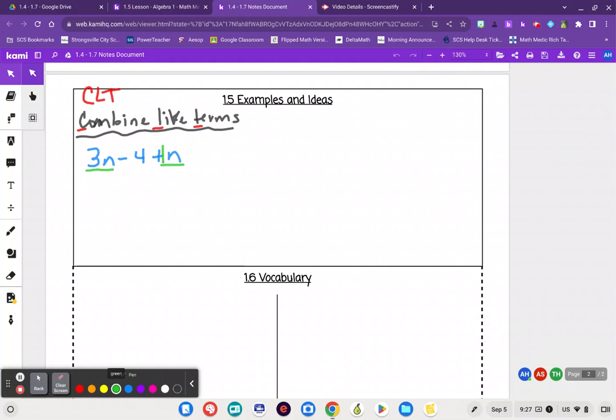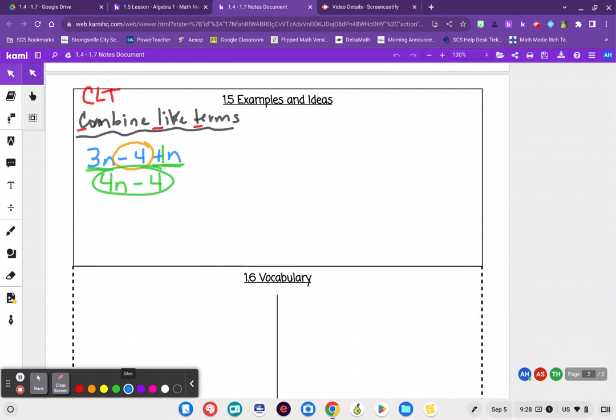And so what I'm allowed to do is combine these two terms together. 3n plus, I'm going to use the sign in front, 1n gives me 4n. Because this minus 4 does not have a term that is common to it, meaning there's no other term with an n, I simply just rewrite the minus 4, and then I'm done.